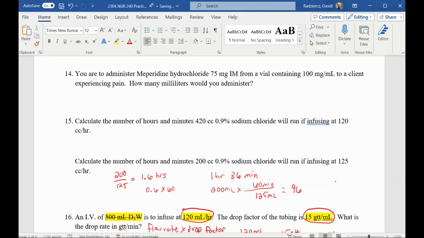96 minutes. And then what I would do is I would subtract 60 minutes, which is equal to 1 hour. And then what do I have left? The 36 minutes. Right? So 96 minutes is the same thing as 1 hour and 36 minutes. I don't anticipate you'll have a question like that, but now you know how to do it.